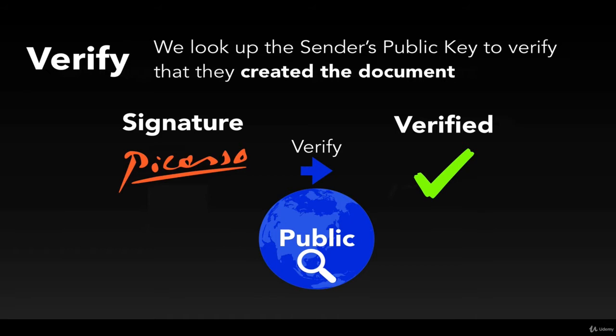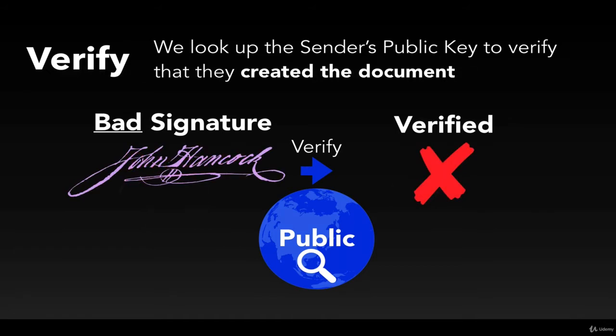Now, suppose that Colt's evil twin brother has a signature that looks a lot more like John Hancock's. If he were to sign an evil copy of the document, and I were to use that signature and plug it in to Colt's public key, then the output would be, it would reject. It would come up as an invalid signature. Yeah, it wouldn't match. Just like the other direction.